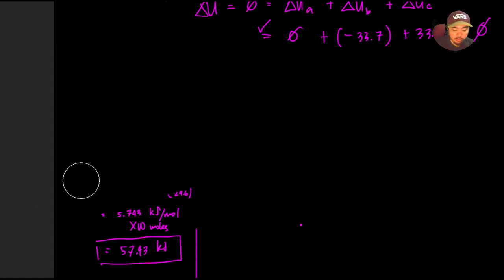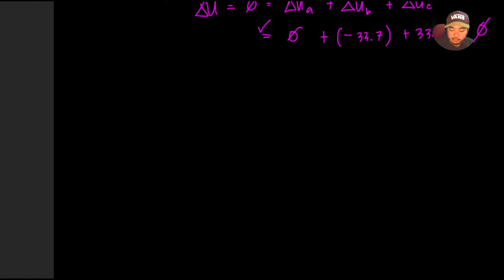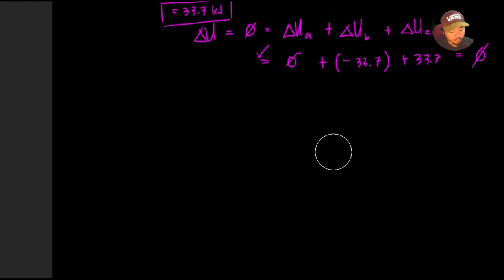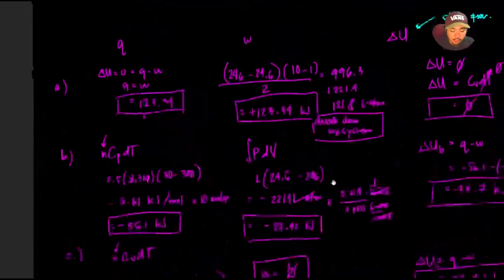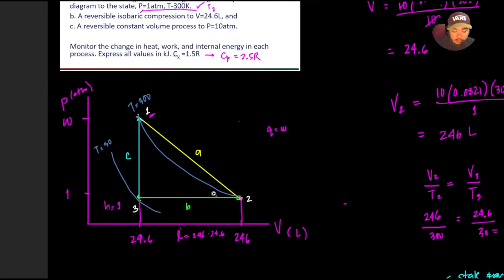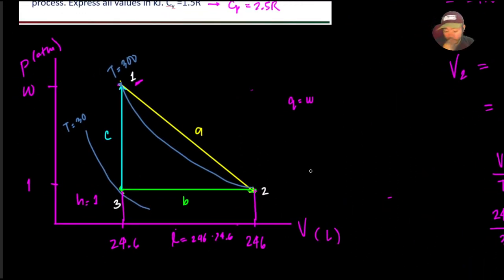And saan ba to? Okay. So if you look at it, class, itong from 1 to 2, we've noted that yung delta U niya from 1 to 2 is the same, no? Tama? Dapat same lang to, kasi this is the same initial, same final. So that's why it's a state function, no? Diba? Sabi natin, delta U, state function siya.